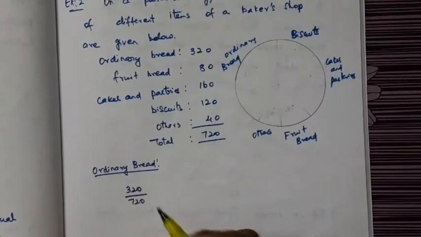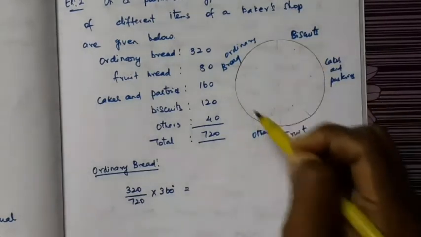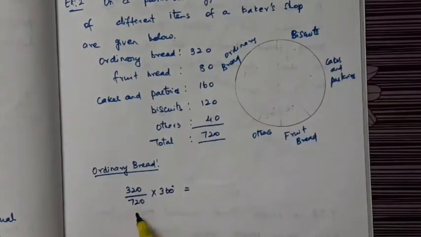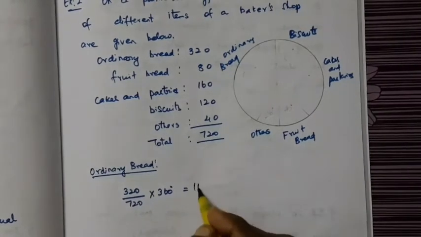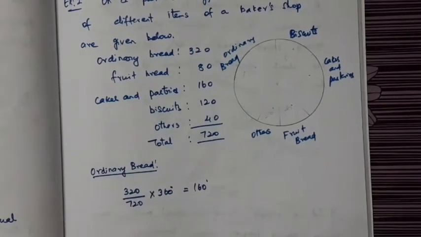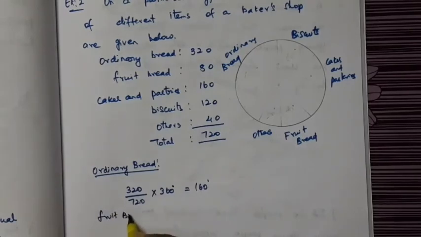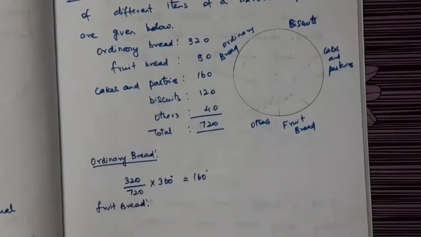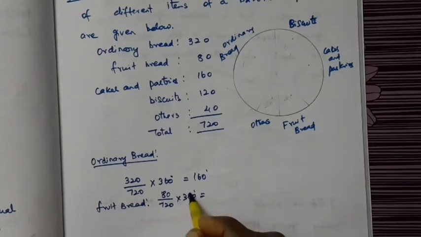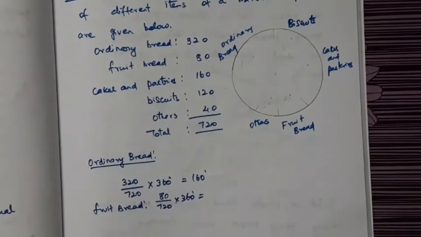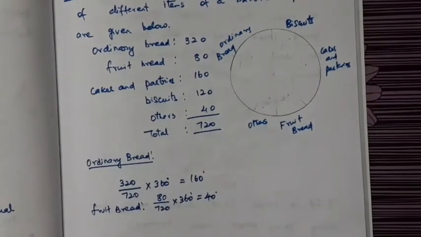So 320 divided by 720 multiplied by 360. We know this 360 is because in a circle the total angle is going to be 360. So 320 divided by 720 multiplied by 360. The answer is 160. The next thing is fruit bread. For fruit bread, here it is 80. So 80 divided by 720 multiplied by 360. We have to cancel this. So that will give 40 degree.